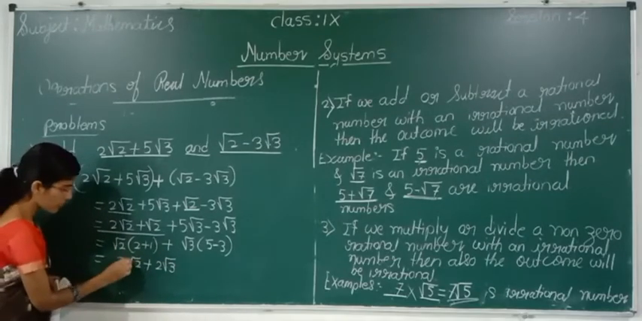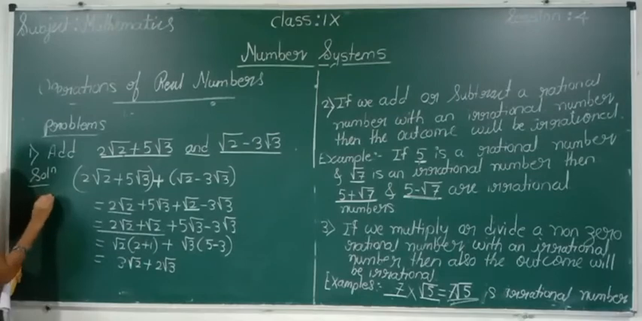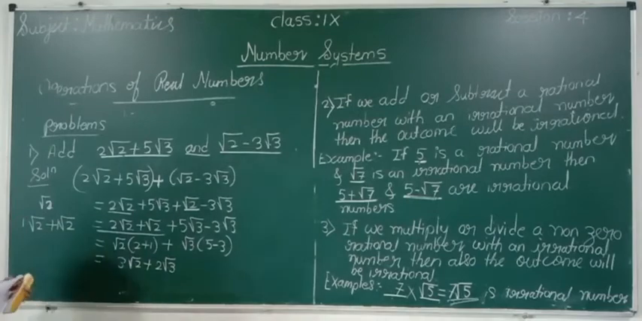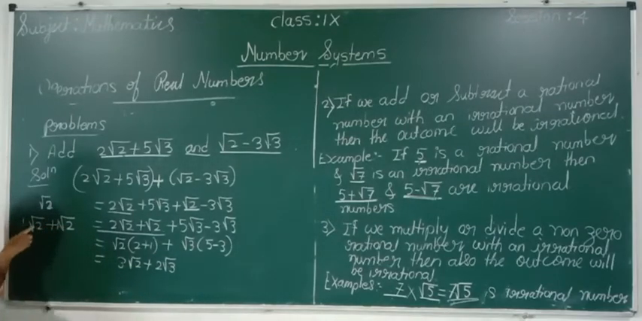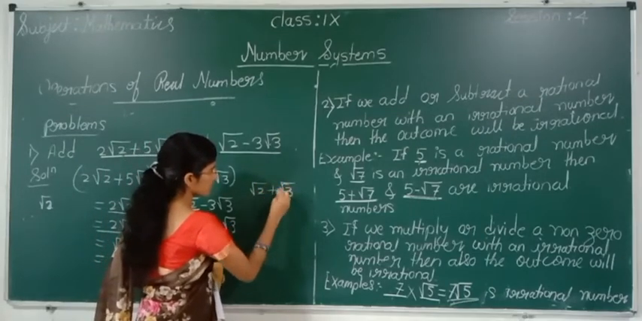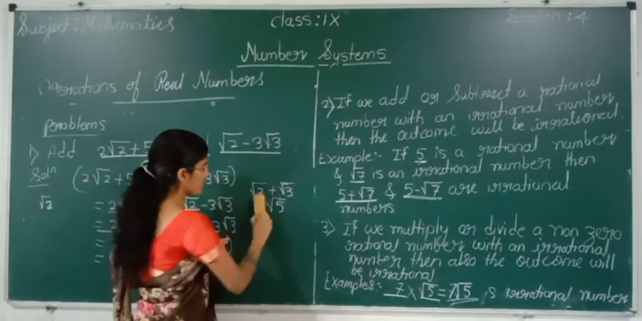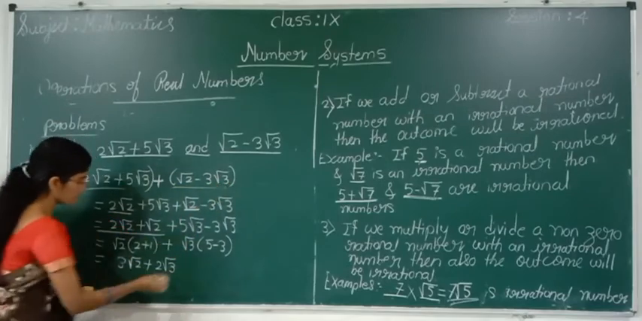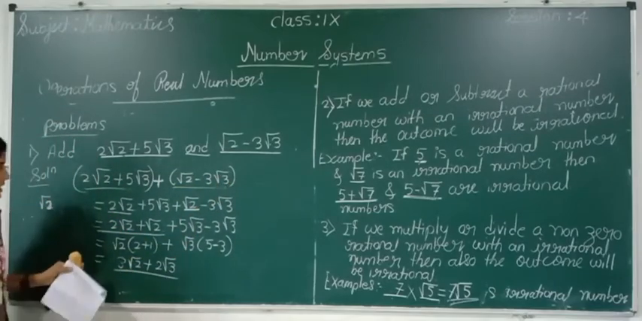Whenever the numbers are in square root form, we can add only if the same numbers are there. See here, root 2: 1 root 2 plus 1 root 2 is 2 root 2. Don't do the addition of root 2 plus root 3. Don't write root 5, it is not possible. Now see here, we took two irrational numbers, and the answer we got is an irrational number. They just told us to add.